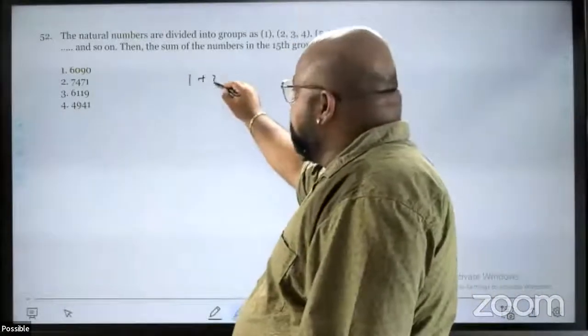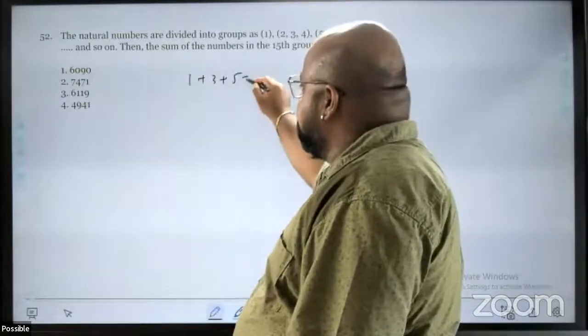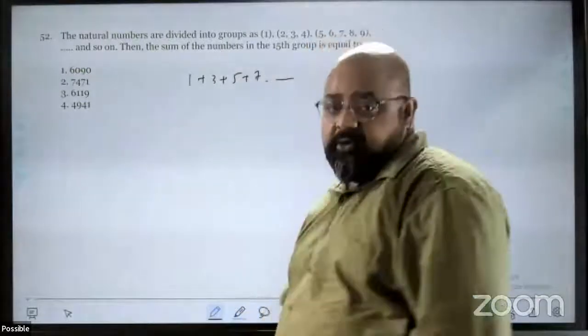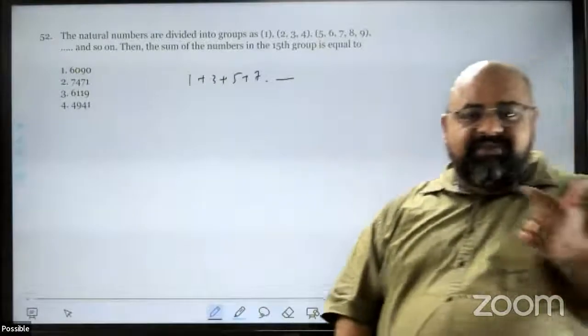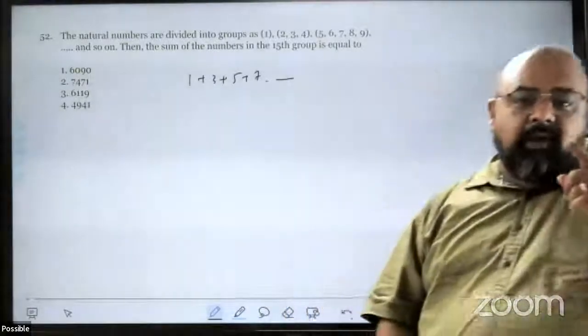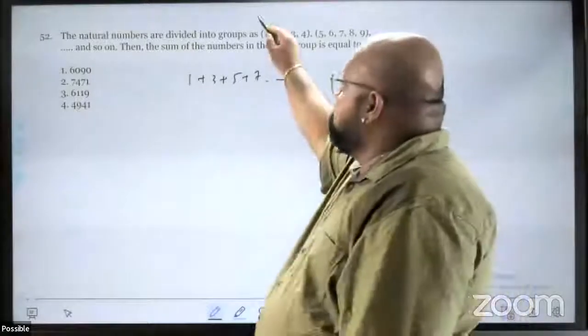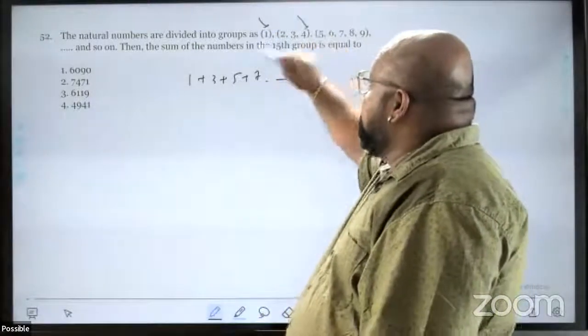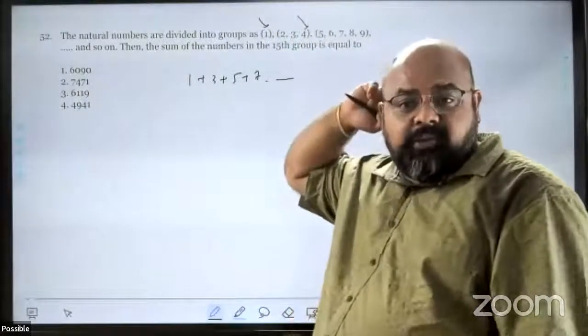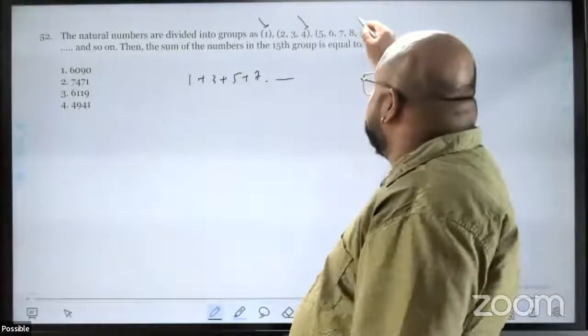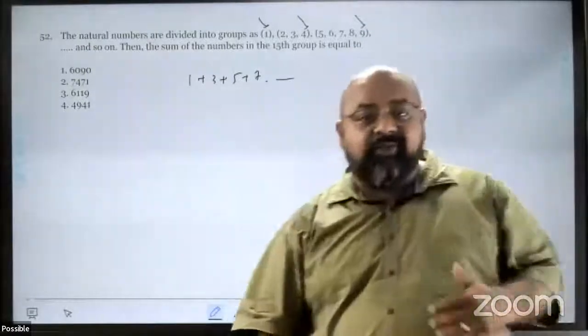1 plus 3, 4, plus 5, 9, plus 7, 16, and so on. So what this tells me is the last number of each of the groups. For example, the last number of the first group is 1, which is 1 square. The last number of the second group is 4, which is 2 square. The last number of the third group is 9, which is 3 square, and so on.